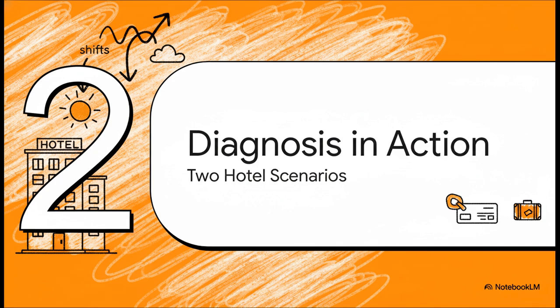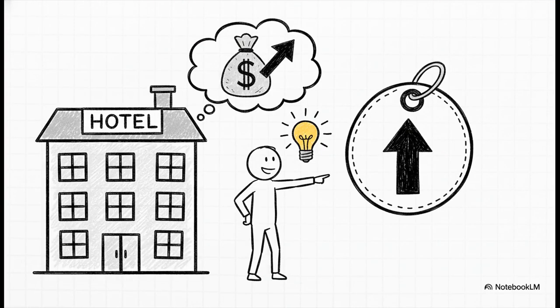Theory is great, but let's make this real. We're going to walk through two really simple but powerful scenarios with a hotel to see exactly how this diagnostic tool works in the real world and what it means for your decisions. So in our first scenario, the hotel manager is in the driver's seat. They make a deliberate internal choice. They decide to raise their room rates, probably hoping to boost their revenue per customer.